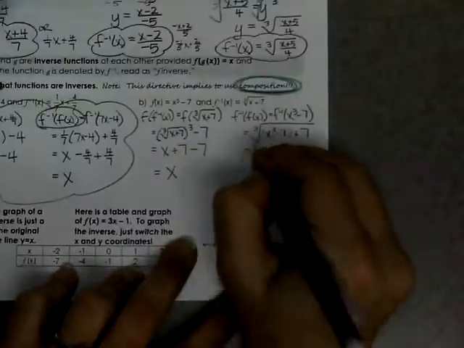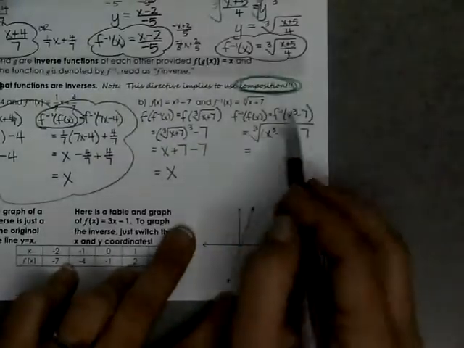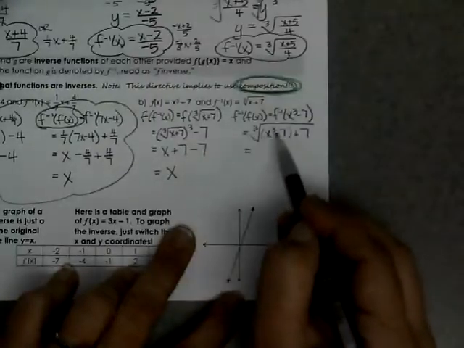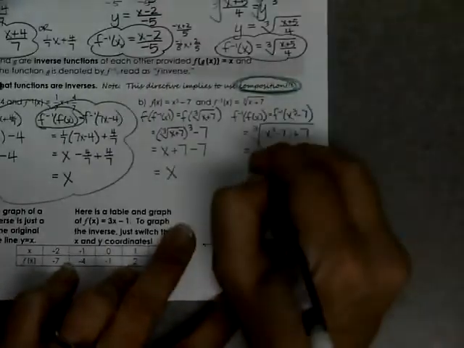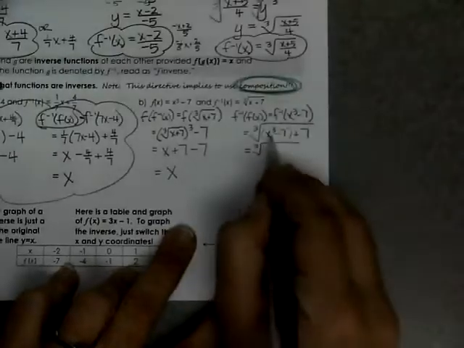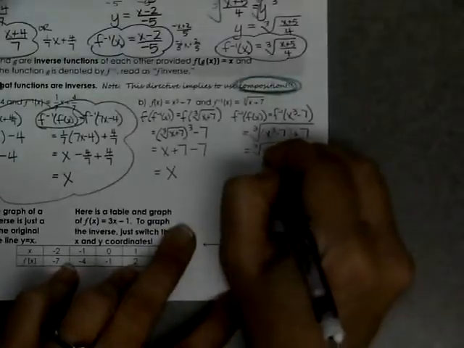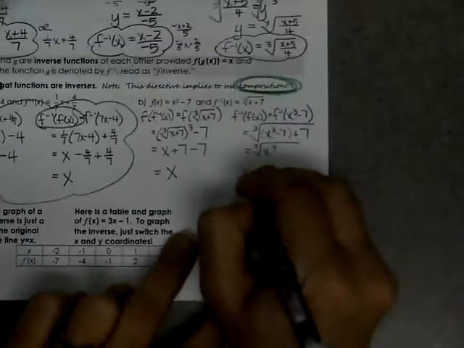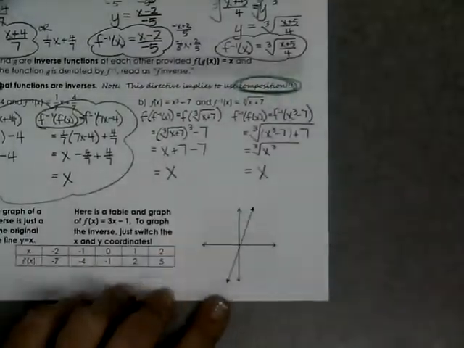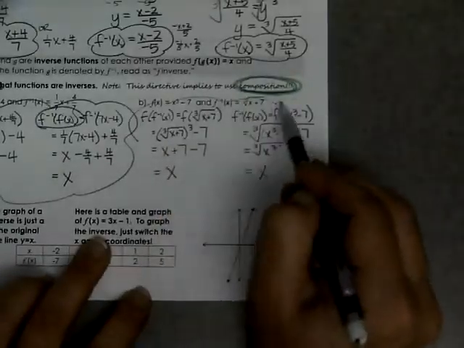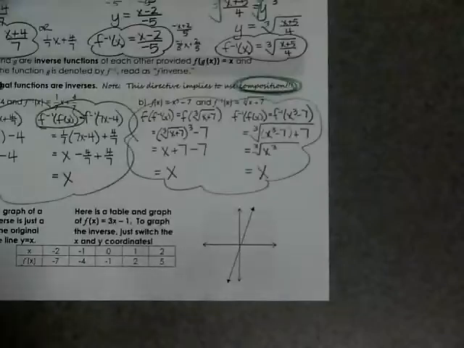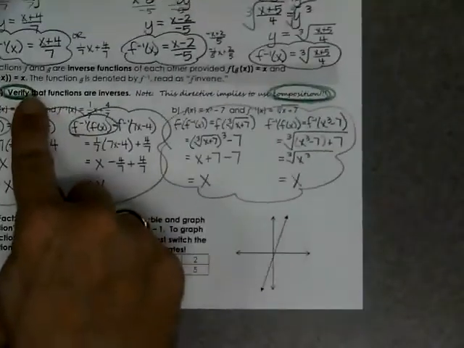Now make sure that you follow appropriate order of operations. We cannot distribute that cube through the cube root over the subtraction and addition. But notice I can combine like terms on the inside, and I'm just taking the cube root of x cubed. And notice that the cube root of x cubed is x. And so both f of f inverse of x and f inverse of f of x gave me x. So I have verified that these functions are inverses.